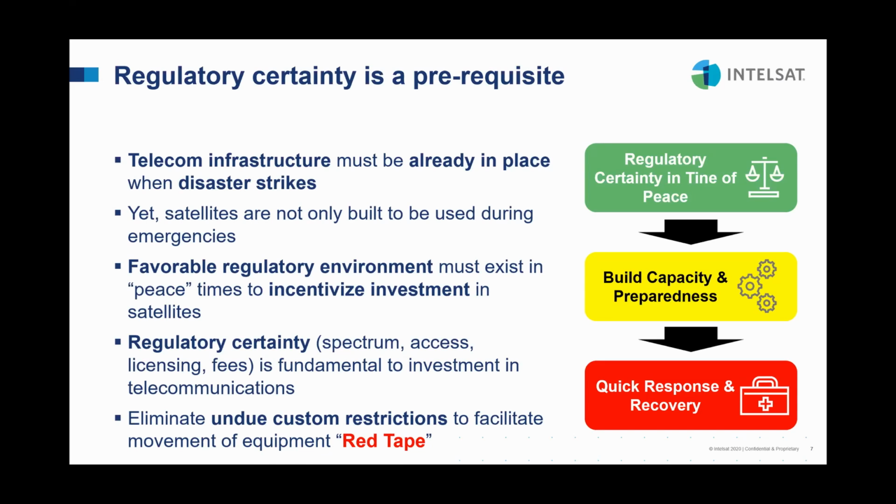One key element, for example, is spectrum. This is to highlight some of the points raised by the previous panelist about spectrum harmonization. If spectrum is not available, not secured and not allocated in a secure manner, the incentive to build satellites that will be available during times of disaster is not going to be there. So having this regulatory certainty is really key.